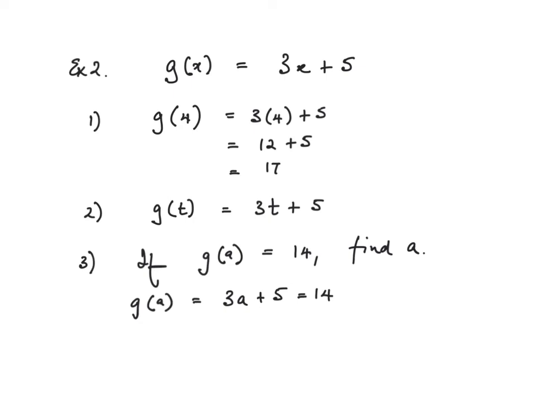What we have here is a very simple equation that we can solve. So I'm going to subtract 5 from both sides. 3a equals 9, divide by 3, and then a equals 9 over 3, which is 3.